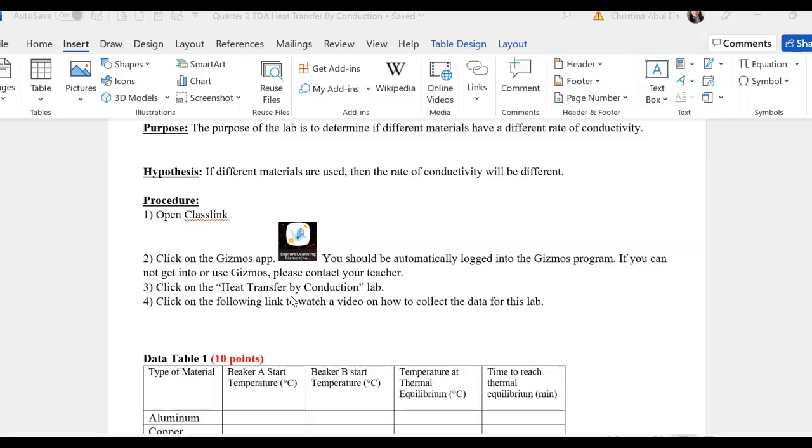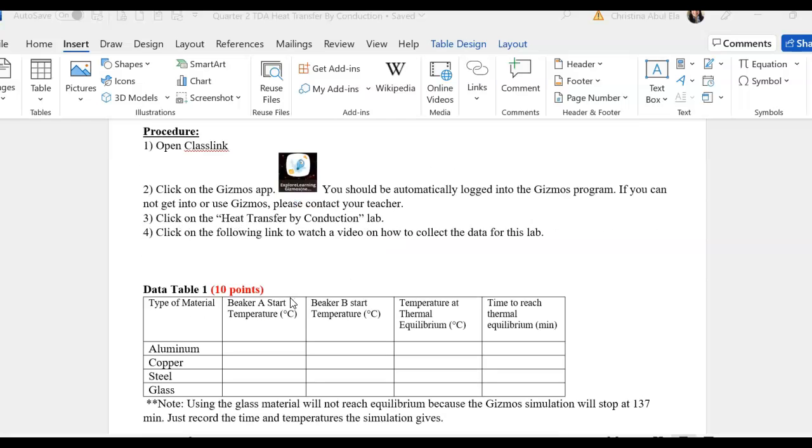You're going to click on that and launch the lab, which I will share with you here in a second as well. And then underneath, this is our data table. So we're going to have 4 different materials, and we want to basically test to see how conductive they are using thermal equilibrium. So attaching 2 beakers by these materials and see how fast they could reach the same temperature. And so once we're in there, we're going to take the starting temperature of beaker A, the starting temperature of beaker B, the temperature at thermal equilibrium, and the time it takes to reach thermal equilibrium.